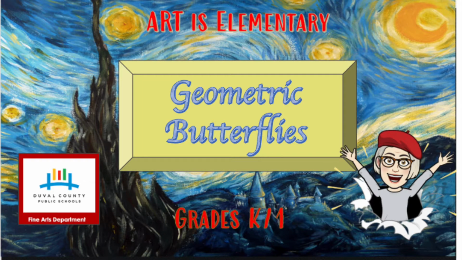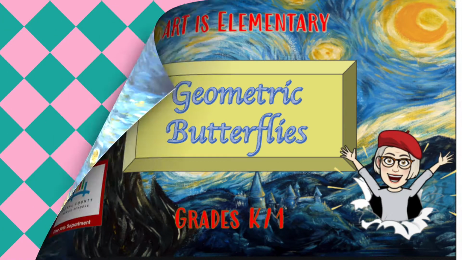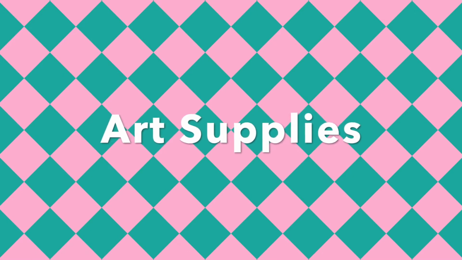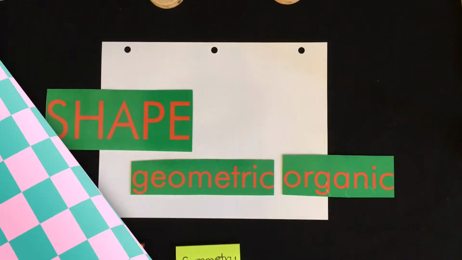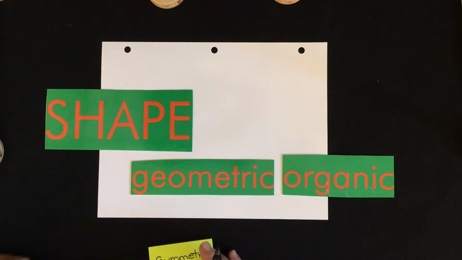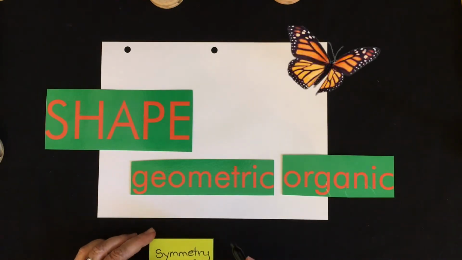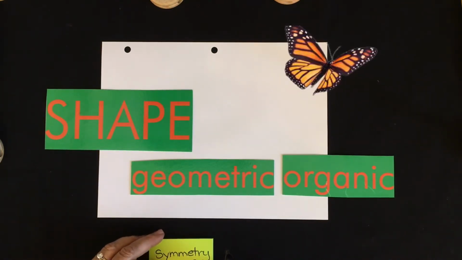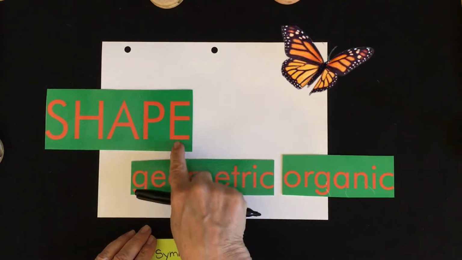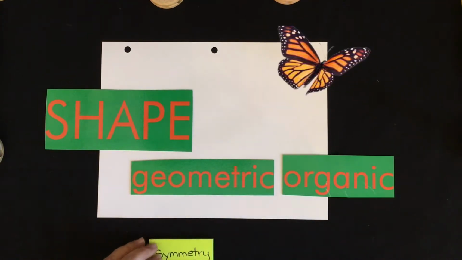Today we're going to create a geometric butterfly. The art supplies you'll need for today are white paper and crayons or colored markers. Let's get started. Okay, boys and girls, I'm going to lead you through the steps of making a butterfly that uses geometric shapes and organic shapes.